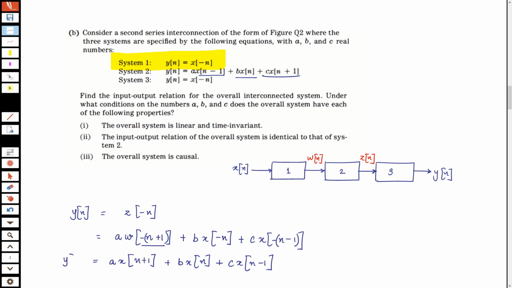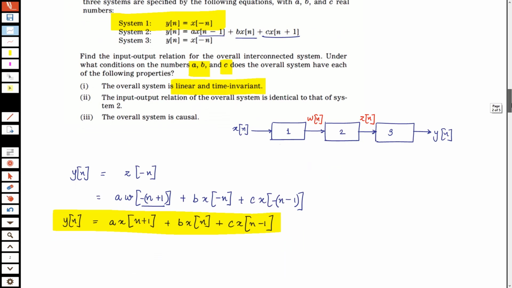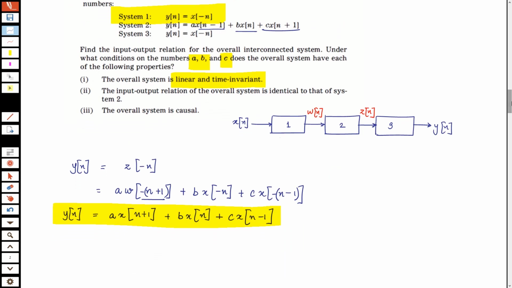Okay. So this is how you've defined y[n] and x[n], the input-output relationship. Now the part says we have to find conditions on A, B, and C such that the overall system is linear time invariant. You'll be able to show that no matter what are the values of A, B, and C, this system always remains linear time invariant. So for part 1, you can say the system is LTI for any choice of A, B, and C.